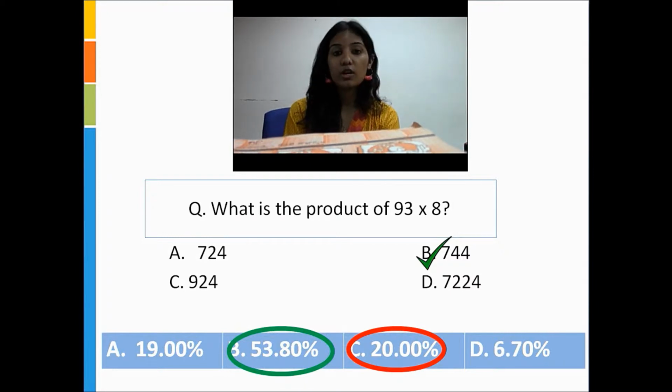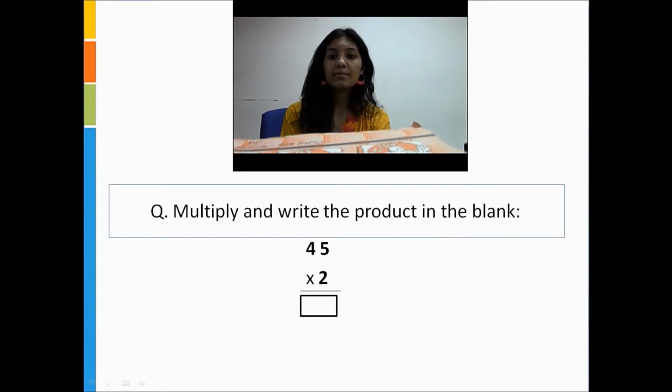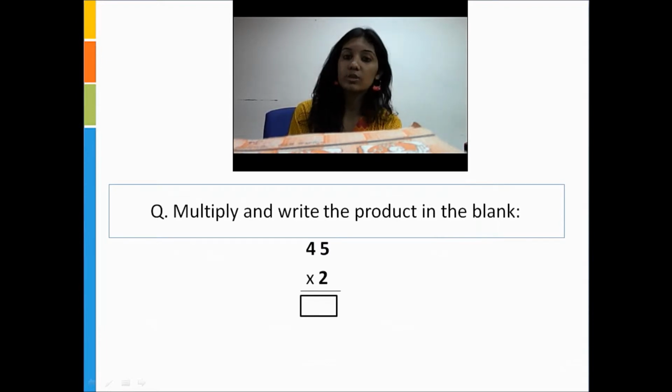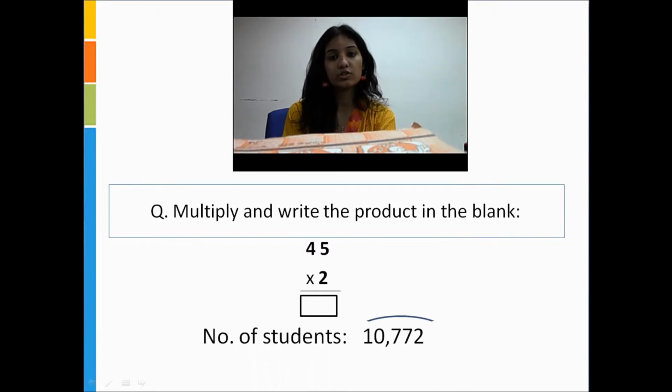Another common wrong answer seems to be option A, that is 724. About 19% of the students selected this option. It is possible that students selected this because they forgot to add the carried over digit to 72. Similar questions have been asked in MindSpark as well. For example, in this question, students were asked to find the product of 45 and 2. Out of the 10,700 students that answered this question, 62% got it correct.